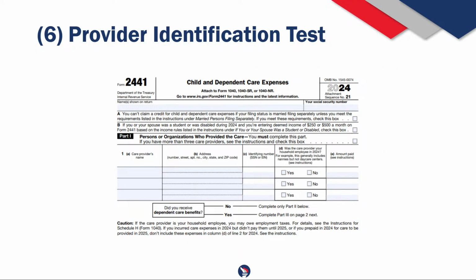Credit for this, $24.41. This is not the entire form. This is first the top of the form. Basically, what we're saying here is who's watching the kid: the name, the address, the tax identification number, and the amount that you paid this place.